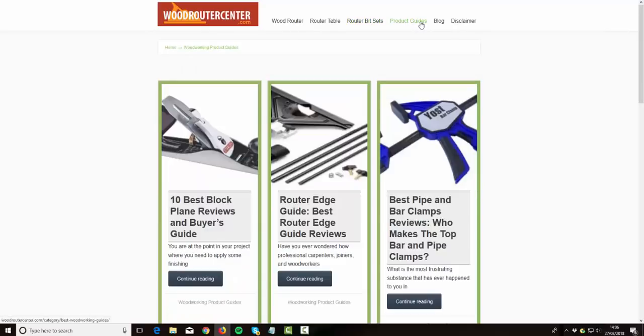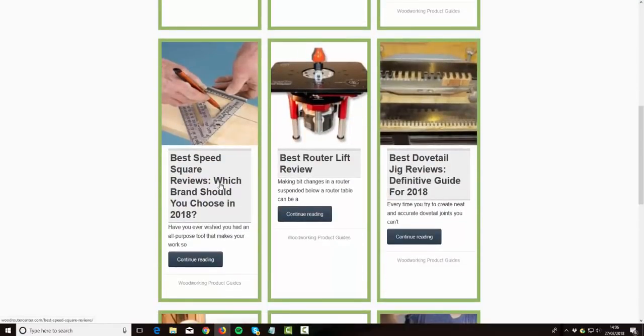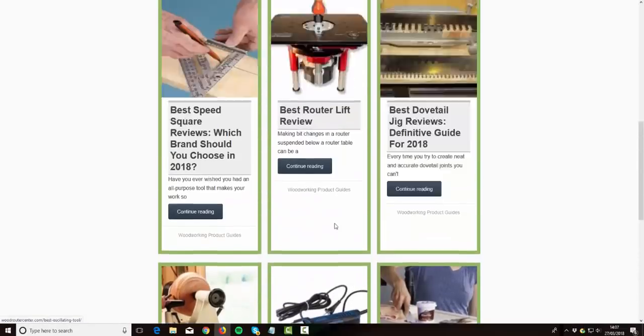And here we go. 10 best block plane reviews and buyer's guide. Edge guide. Best pipe and bar clamps. Best speed square reviews. Best router lift review. And so on. Okay. You can see all of the stuff.